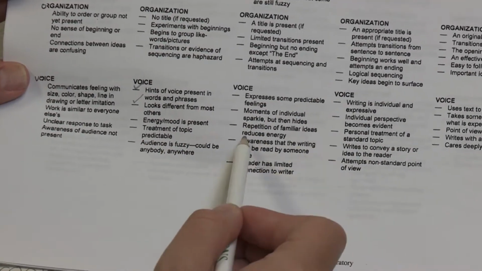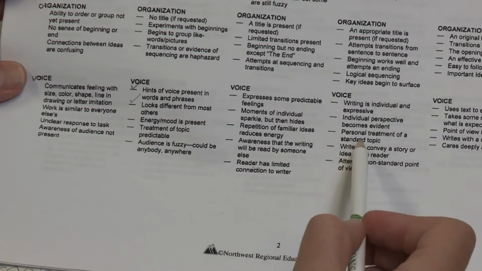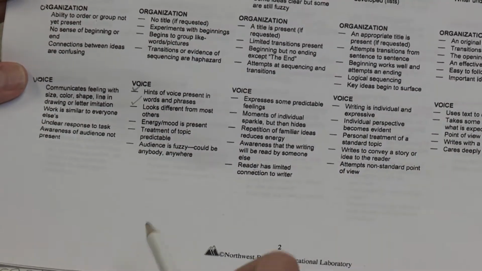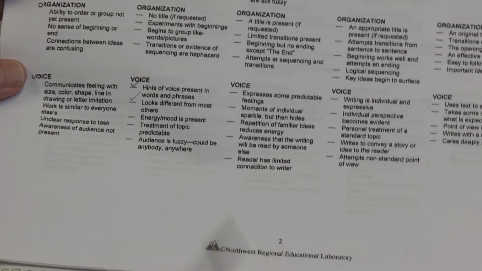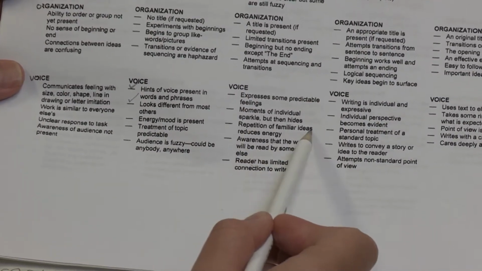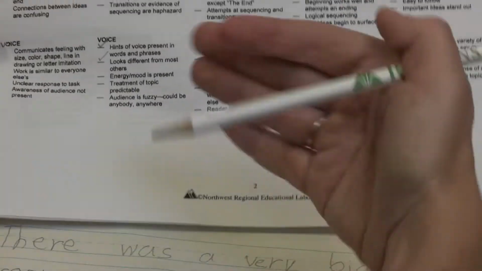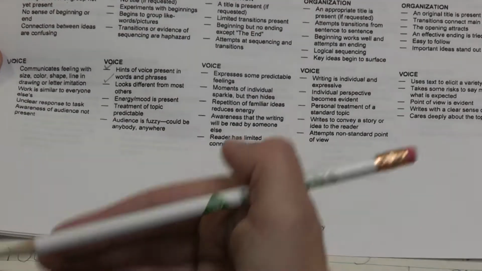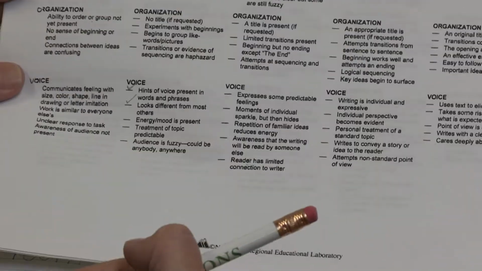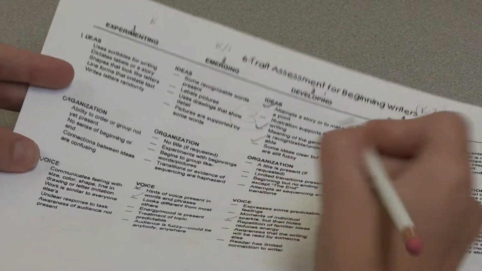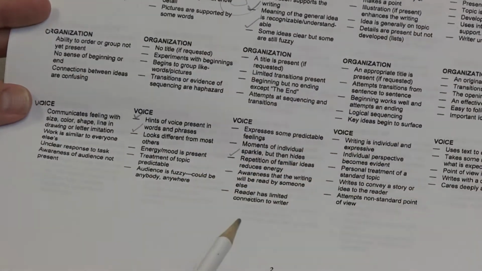Repetition of familiar ideas reduces energy, and personal treatment of a standard topic. Point of view is evident, writes with a clear sense of audience. So I go through, I'm actually going to give him a 3. Repetition of familiar ideas reduces energy, just because it's very stagnant. There was a room, it was on the 2nd floor, the number. He just keeps it, it's almost like he's giving us a list. So I'm going to give him a 3 for that one. And then I'm going to keep going.